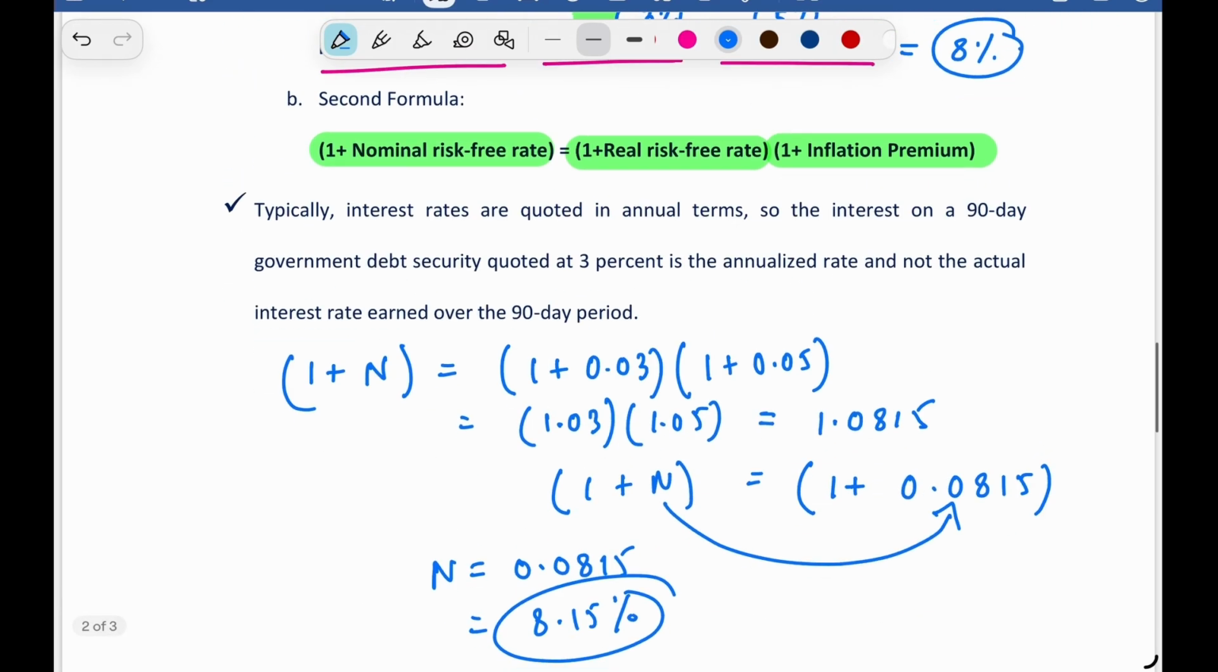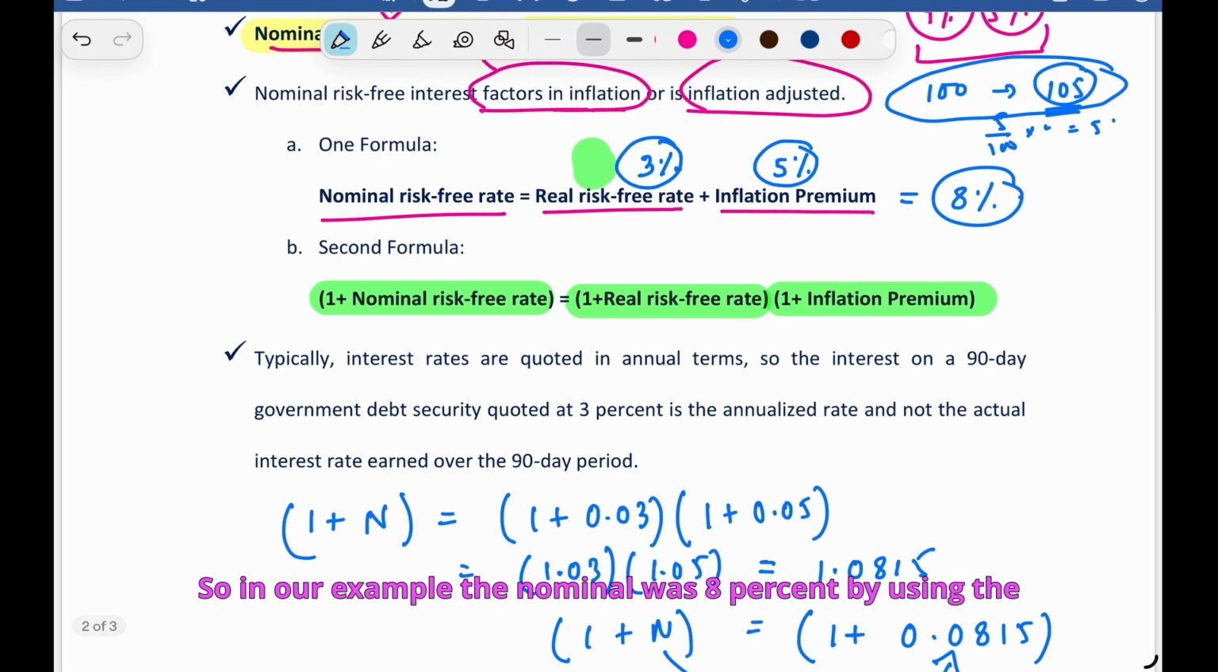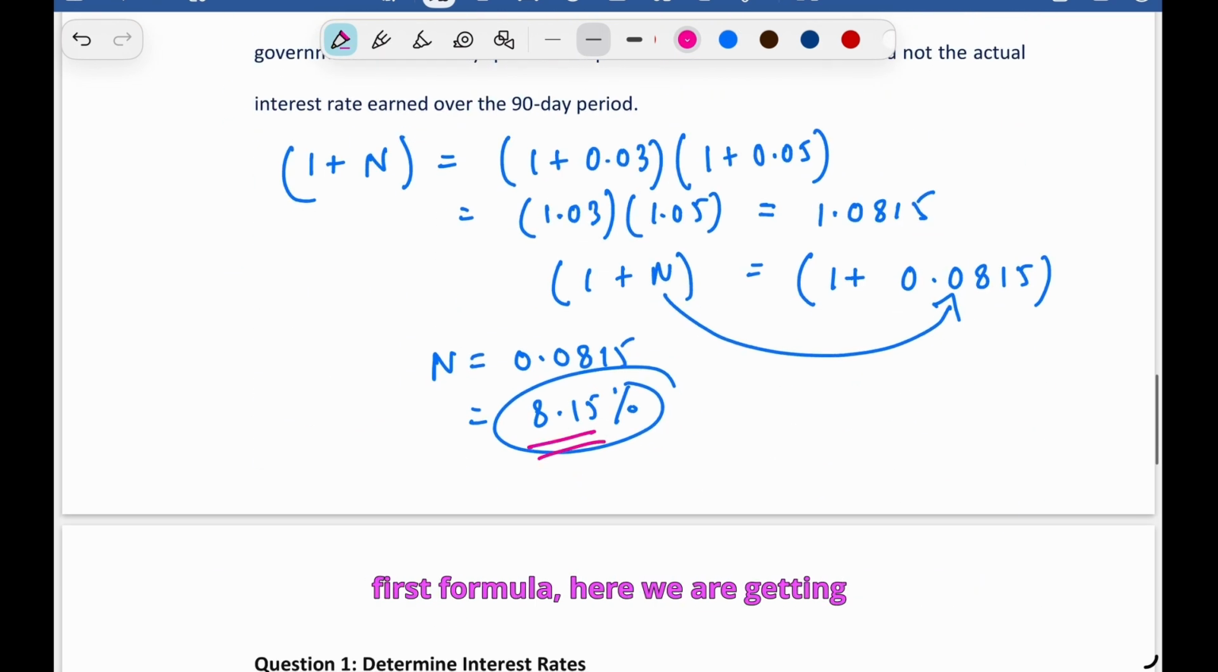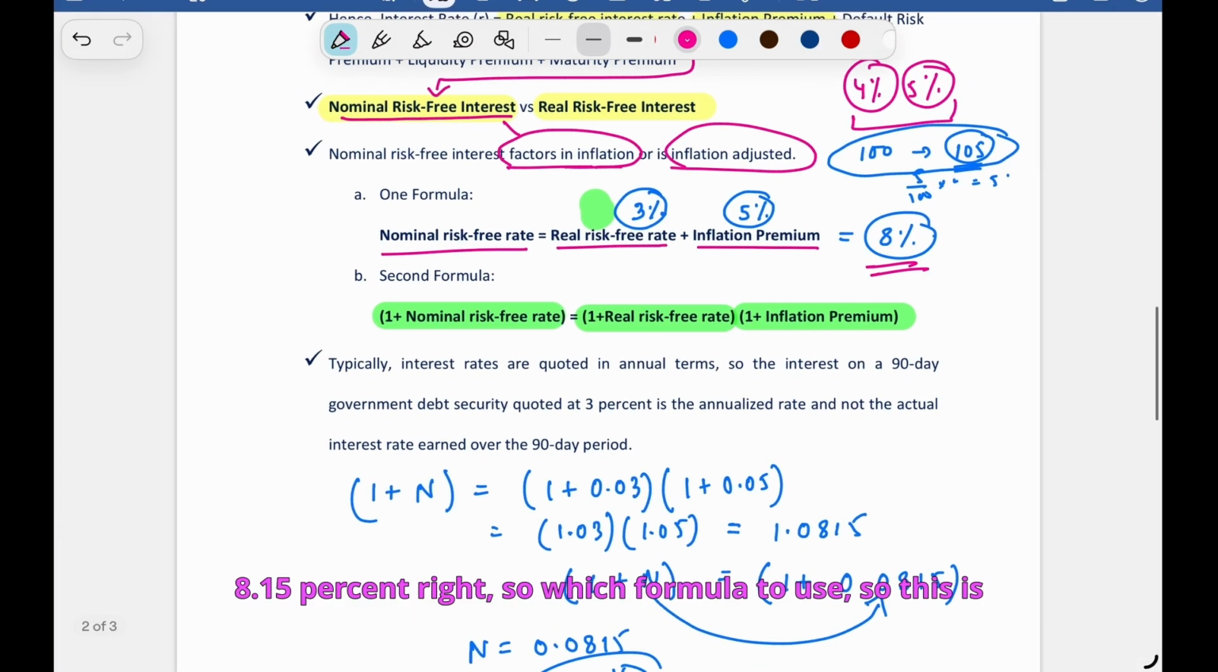So in our example, the nominal was 8% by using the first formula. Here we are getting 8.15%, right? So which formula to use? This is the approximate formula when you want to calculate the nominal risk-free interest rate. This second formula is when you want the exact value.